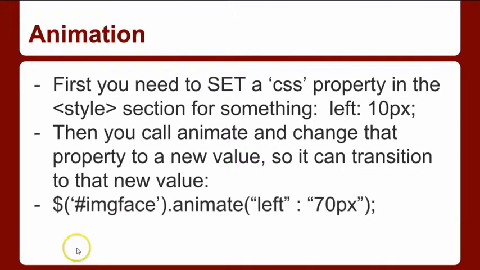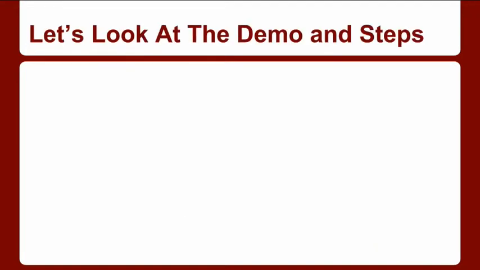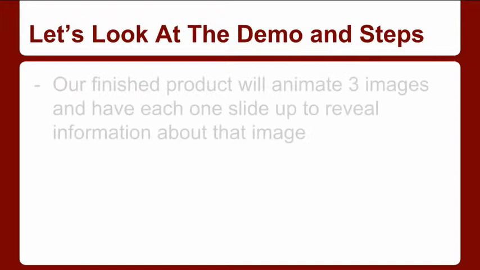So I can give it a new value and it'll transition to that new value. So for example, if I go imageface.animate the left property 70 pixels, it'll travel from 10 to 70 pixels and move in that location, something like this. Okay, so you'll see that kind of an effect right on your web page. So that's basically what we're going to cover. Let's now take a look at the demo and the steps involved to do it.